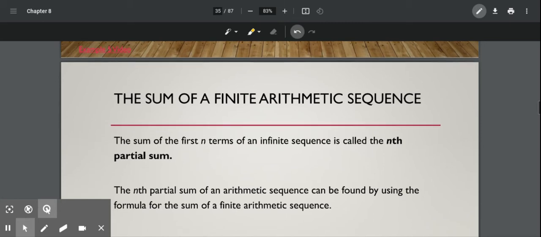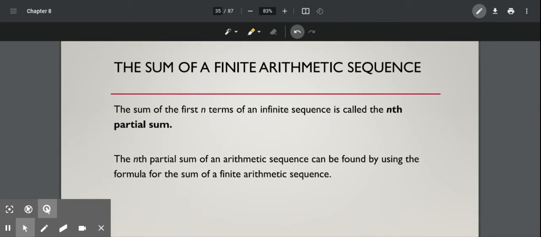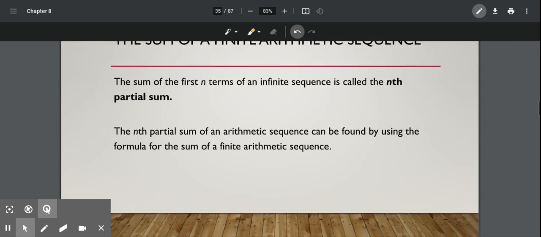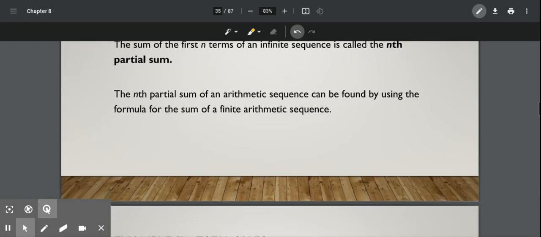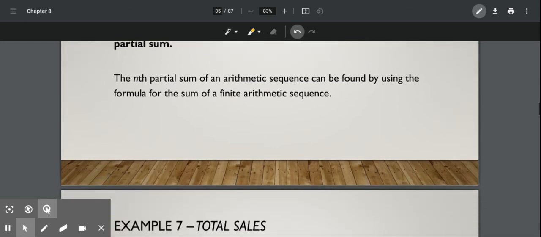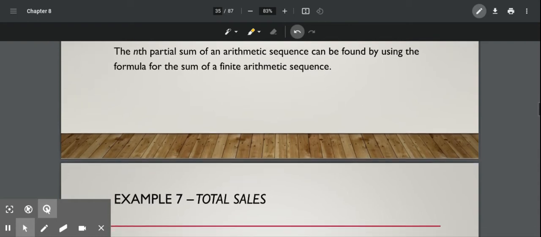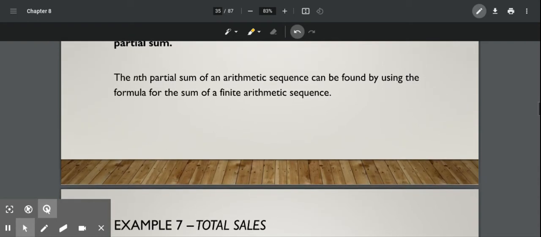The sum of the first n terms of an infinite sequence is called a partial sum. It's because you're adding part of the sequence. The nth partial sum of the arithmetic sequence can be found by using the formula for the sum of a finite arithmetic sequence. And remember, that's your S sub n equals n over 2 times a sub 1 plus a sub n.